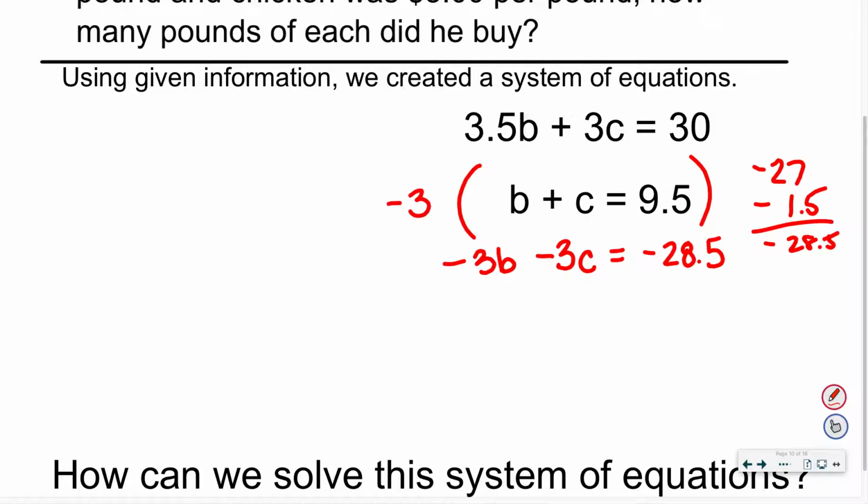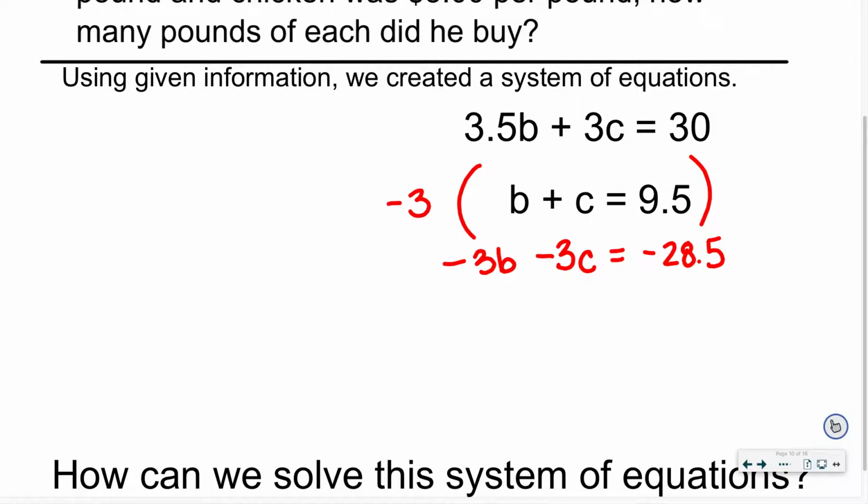Multiplying negative 9.5 times negative 3 is the same thing as multiplying 9 times negative 3 and then adding it to 0.5 times negative 3. And in your head, you can multiply 9 times 3 and you can multiply half times 3. So that's an option for you.